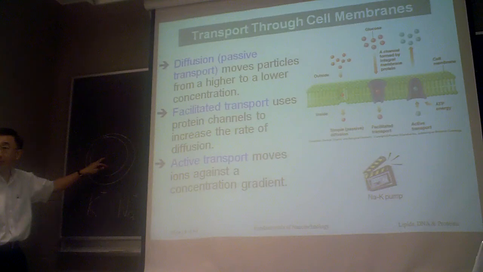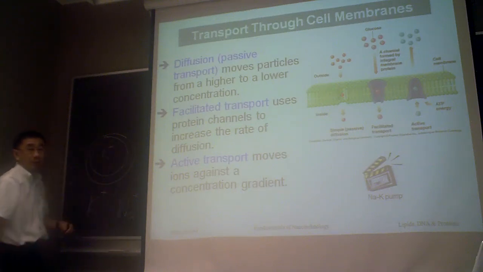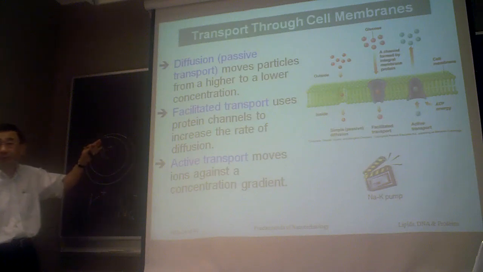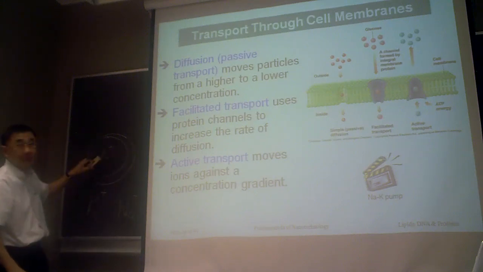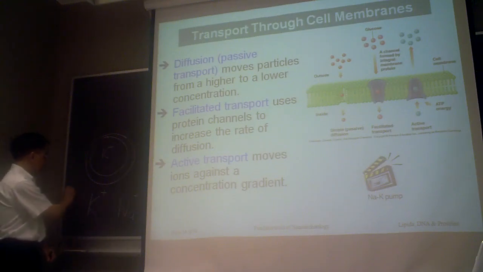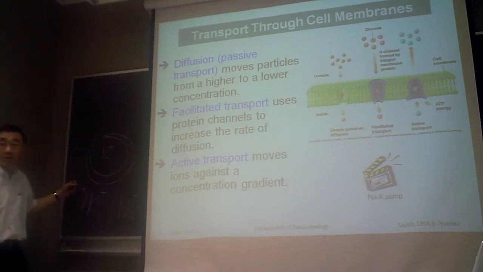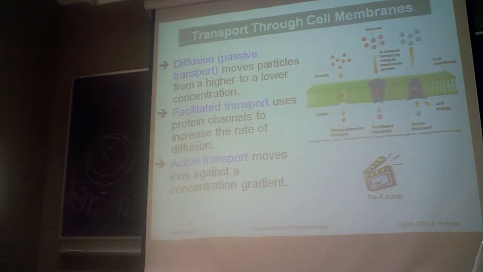Sodium, right? Sodium is about 140. Potassium is higher inside. Sodium is higher outside. So this is very high outside, and potassium is very high inside. Okay, how can that happen?